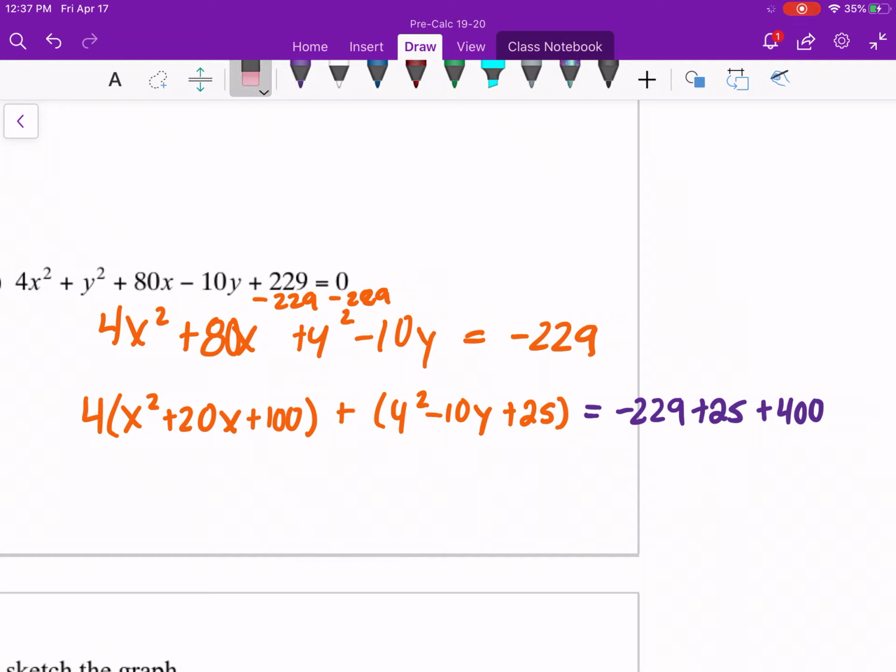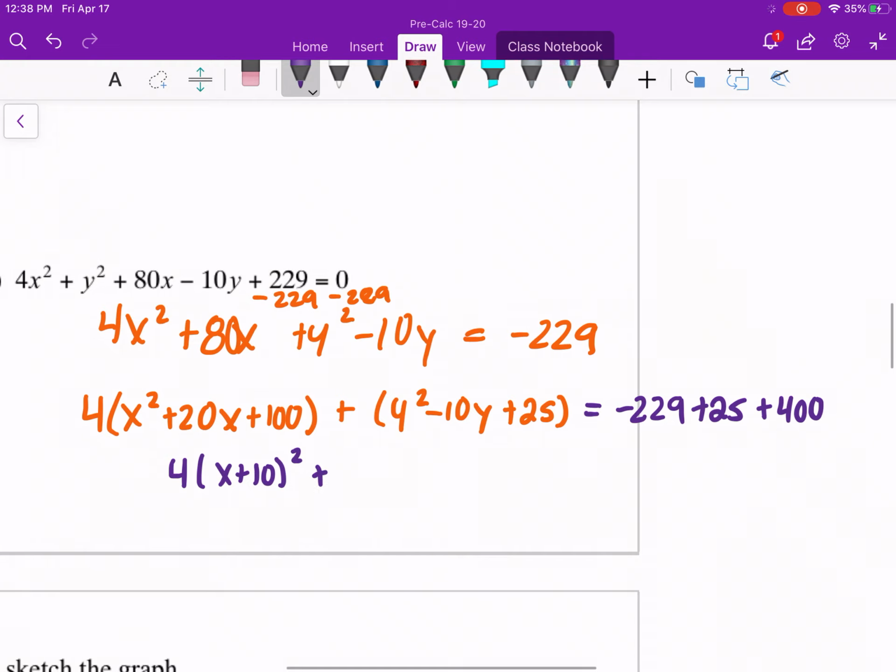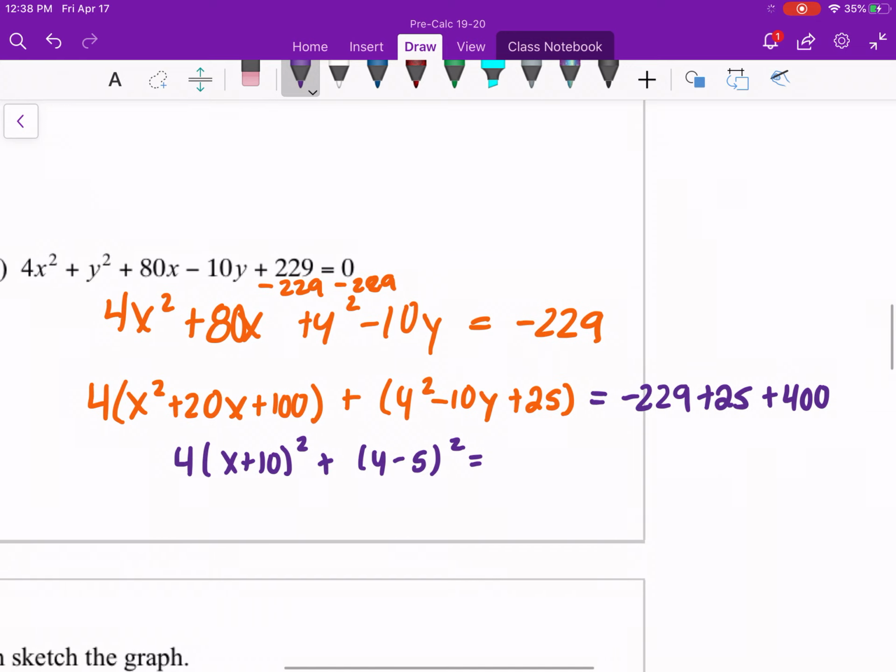So now I'm going to change these polynomials into factored pairs, and then instead of writing the pair, I'm just going to write it squared. So I've got 4 times x plus 10 squared. Again, you don't have to think hard where that number comes from. It's always half of the b term. Plus y minus 5 squared equals, and then we have to figure out, as I do with my iPhone calculator, what 425 minus 229 is. And we get 196.